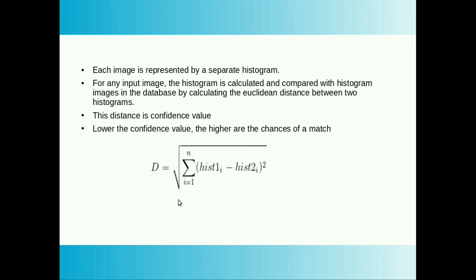This distance is a confidence value. It is called the confidence value, and the lower the confidence value, the higher are the chances of a match. So if the confidence value is high, then the chances of a match are low.